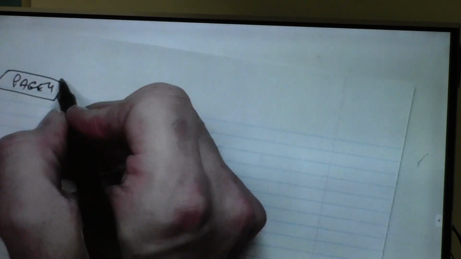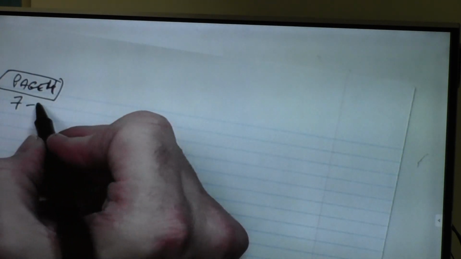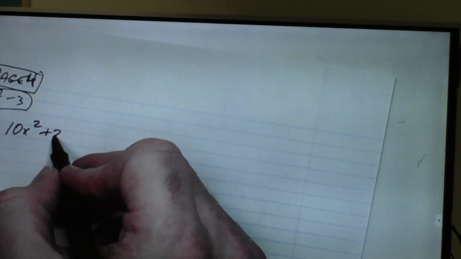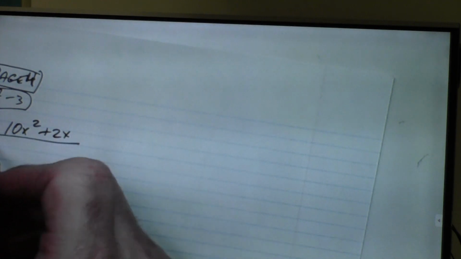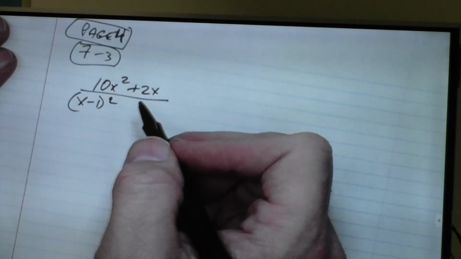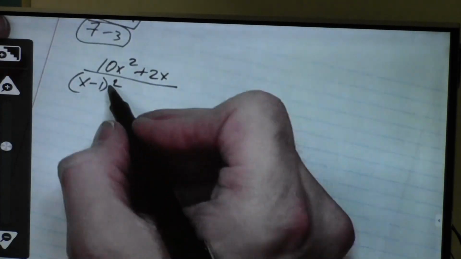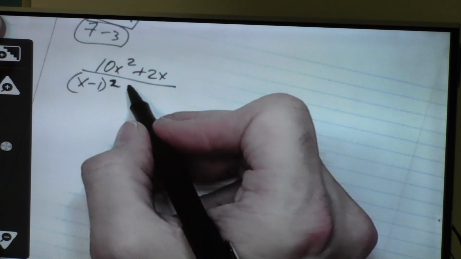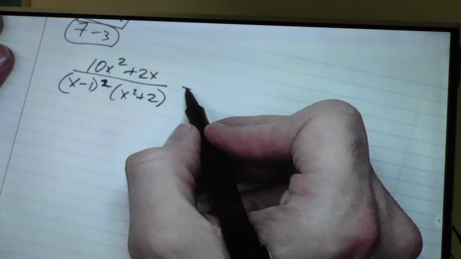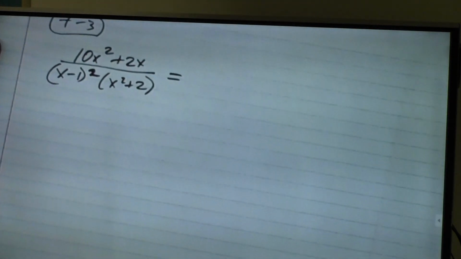Okay. That was page 2. Page 3, we'll make this page 4, 7, 3. So we're going to write 10x squared plus 2x over x minus 1 squared, x squared plus 2. Okay.